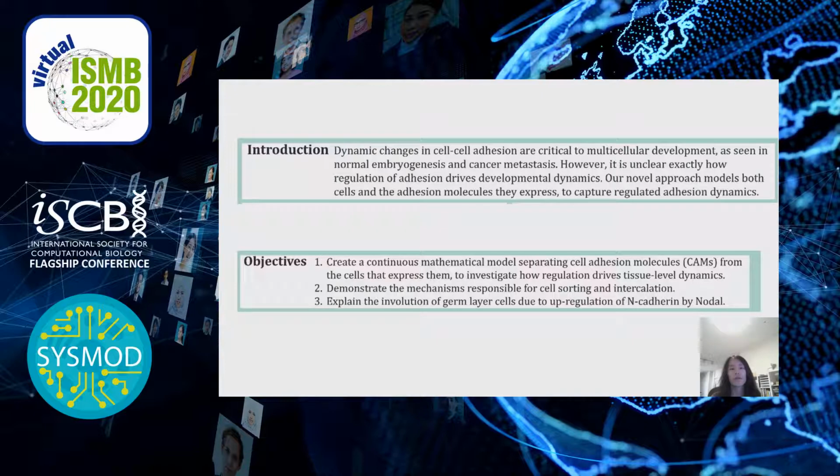As a short introduction, dynamic changes in cell adhesion are critical to multicellular development, as seen in normal embryogenesis, like the development of the germ layers, which involves differences in adhesion that separate those layers from each other, as well as cancer metastasis. You have a tumor, and cells have to undergo changes in adhesion to break off from that tumor and then move elsewhere in the body and metastasize. However, it's unclear exactly how regulation of adhesion drives developmental dynamics.